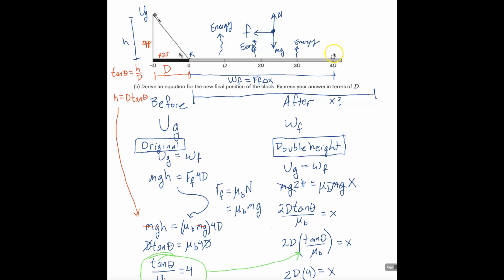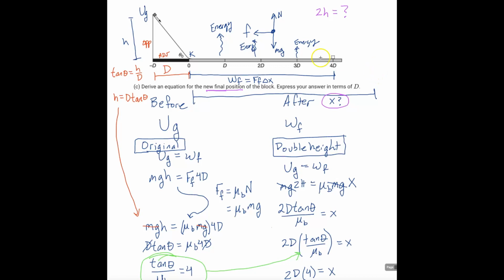They want us to go through and derive an equation for the new final position. So what happened? What happened is they said, well, instead of just doing h, we're going to do 2 times h. And if I double the height, so if I do 2 times h, then what's going to happen to our position that we're going to end up at? Am I going to be shorter than 4D? So am I going to be over here? Or am I going to be longer?